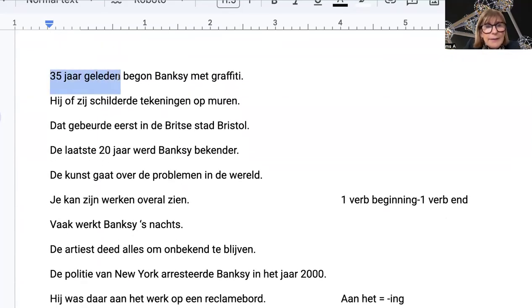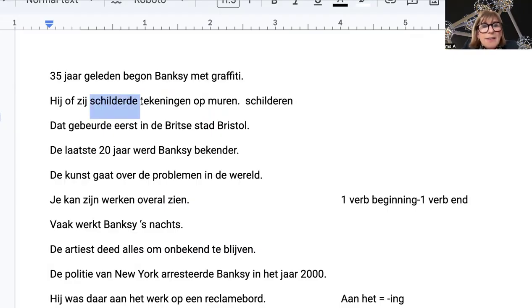35 jaar geleden begon Banksy met graffiti. 35 years ago, and you see we've swapped again subject and verb. Banksy began with graffiti. Hij of zij schilderde tekeningen op muren. He or she. And then we have the verb schilderen. Let me put it here. It means to paint. Schilderen.